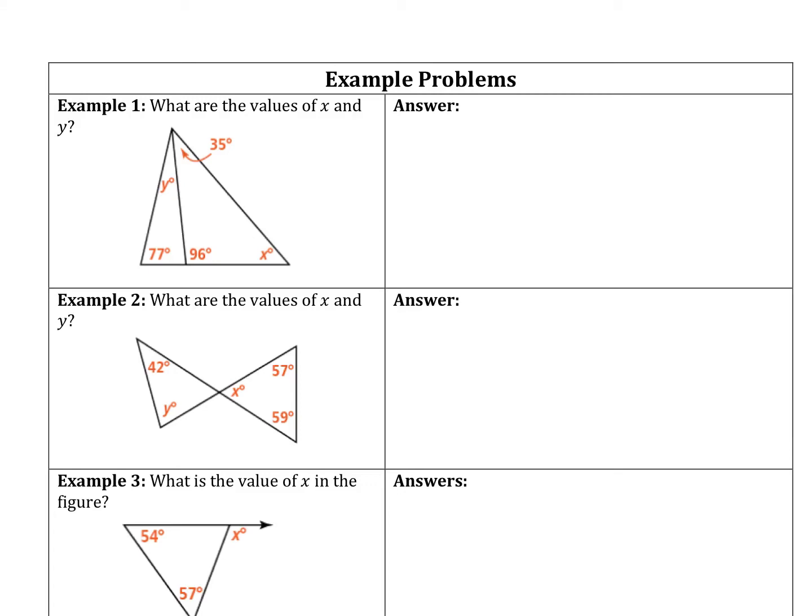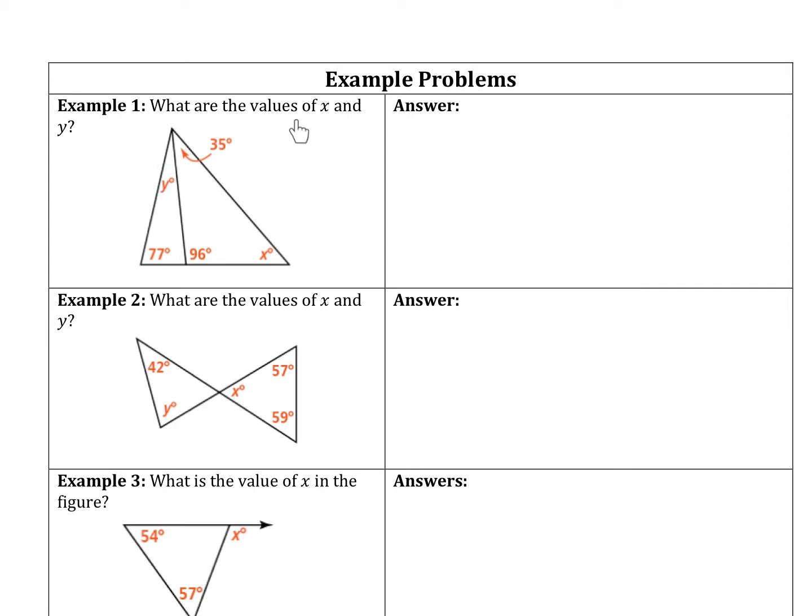Let's take a look at a few example problems using the triangle angle sum theorem and the triangle exterior angle theorem. So remember that the triangle angle sum theorem says that the interior angles will add up to 180, and the exterior angle theorem says that any exterior angle of a triangle will have a measure that's equal to the sum of the remote interior angles. So we're going to see how we can use those.